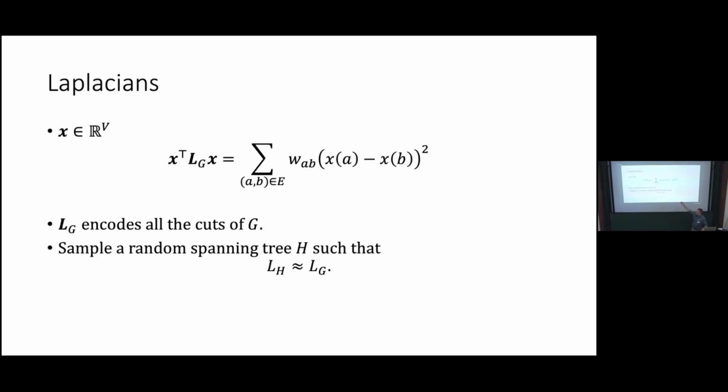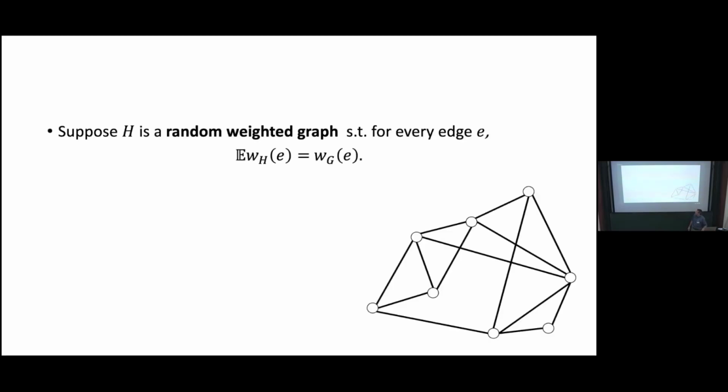So what we want is to sample spanning trees such that the Laplacian of this sum of spanning trees is similar to the Laplacian of the graph. If we sample the edges such that the expectation of the weight of the edges of this tree is equal to the actual edge weight of the graph, then at least in expectation the Laplacian of our sum of random spanning trees is equal to the Laplacian of the graph.